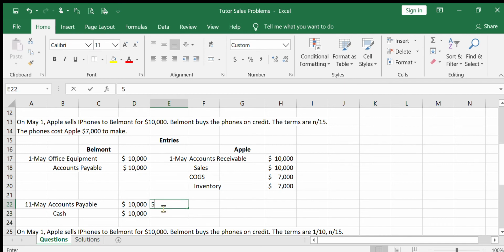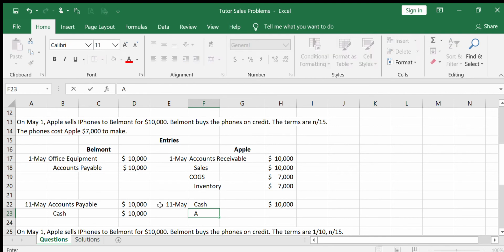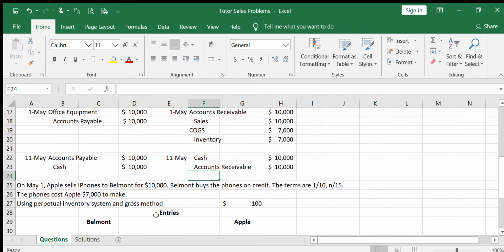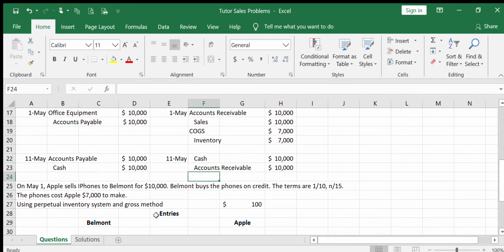go down by $10,000. So on May 11th, Apple will receive that $10,000 in cash, so their cash reserves will go up, and they will credit accounts receivable because they no longer are owed $10,000. So like Belmont ended their accounts payable balance, Apple is ending their accounts receivable. They were owed a debit of $10,000 in accounts receivable, but now we credited that amount, so now the accounts receivable is 0.